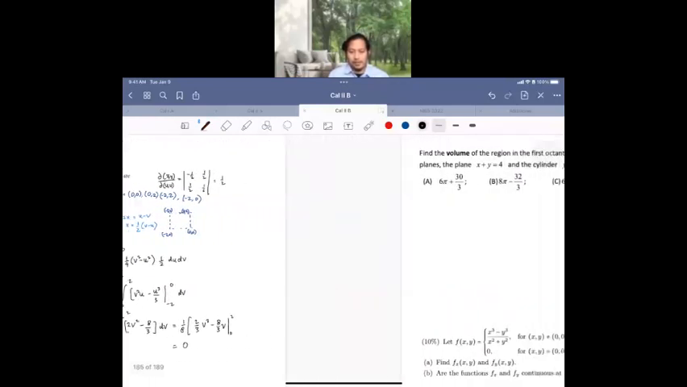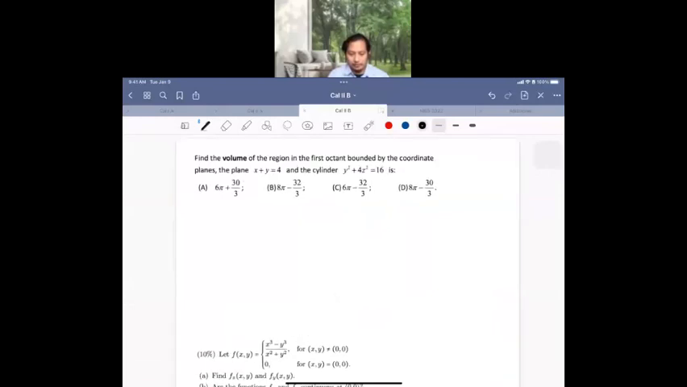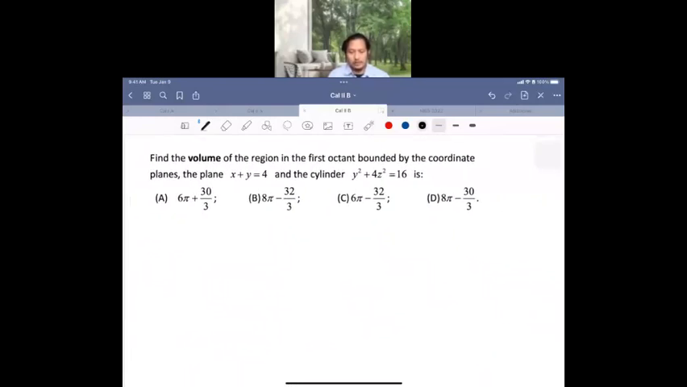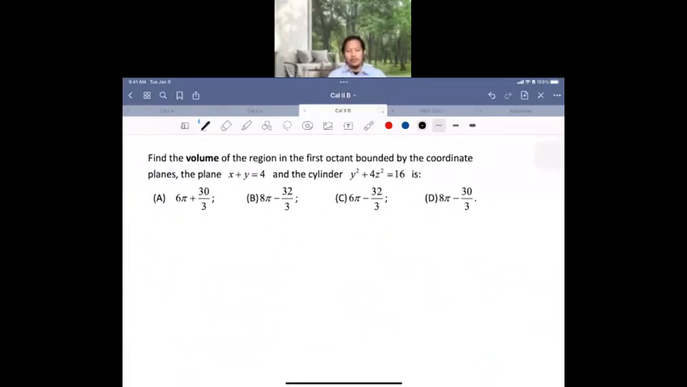Okay, the next page I have prepared a question for you. So these are the questions. Find the volume of the region in the first octant bounded by the coordinate planes, the plane x plus y equals 4, and the cylinder y squared plus 4z squared equals 16. So I will let you know. Please write the answer if you find it. Let me give you a few minutes, at least 3 minutes, 4 minutes to try.